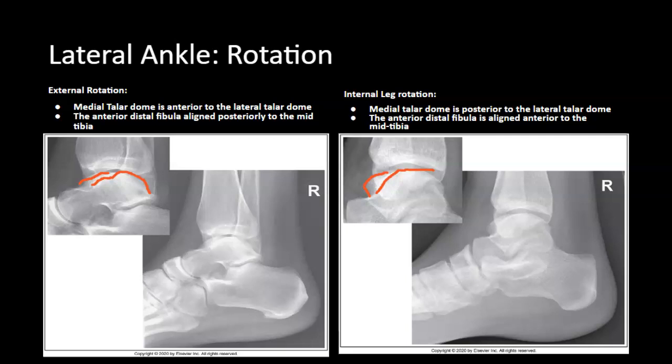Look at the relationships of your talar domes to determine rotation, or to determine whether there is some elevation. Once you determine that, you must look to see where the position of that fibula is to determine rotation in a lateral ankle.